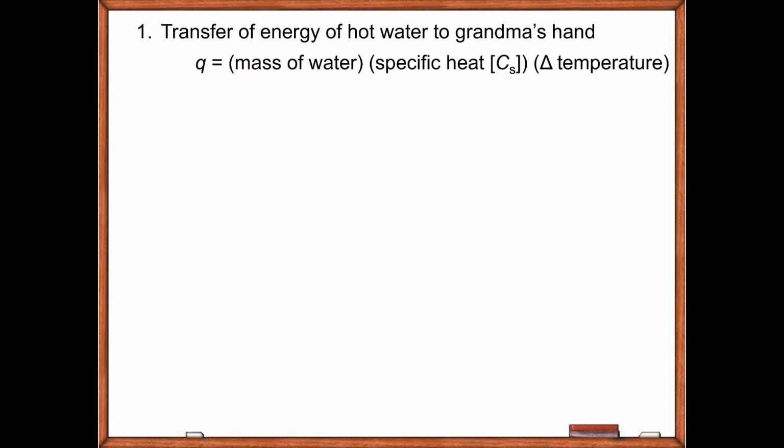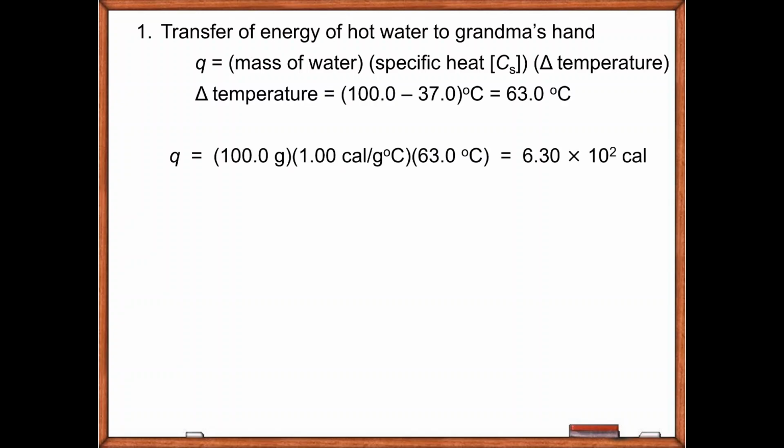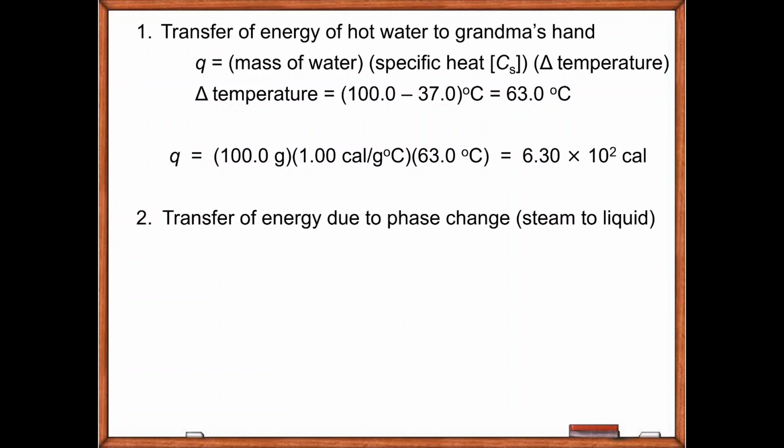So Q is equal to the mass of the water times the specific heat times delta T, just like we did before. So 6.3 times 10 to the second calories of energy were transferred from the water to her hand. But there's also a second part. Due to the steam turning to liquid, that's also associated. Remember, going from a gas to a liquid was exothermic. In other words, that's going to give off some energy too. So we have to do that calculation.